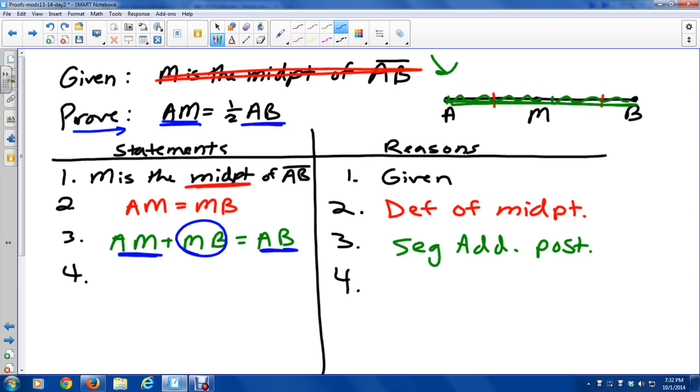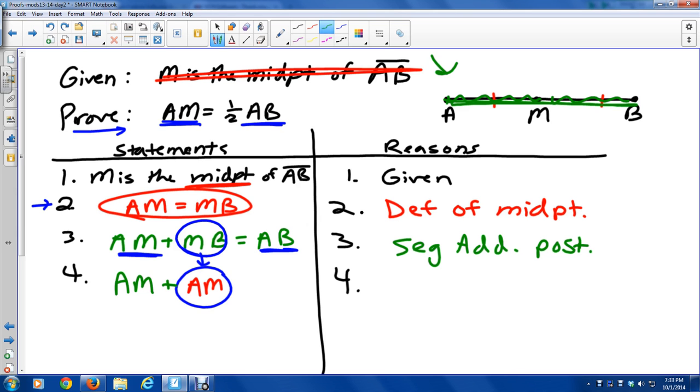So I'm going to see if I can replace MB with anything. And if I look at step 2, I'm told that AM is equal to MB, which means that instead of putting MB, I can actually put, you got it, AM in place of it. AM and MB are equal. That's what I'm told. I'm going to rewrite the rest of this. So I'm going to have AM plus AM is equal to AB. Looks a little different now because I actually have the same thing twice since I replaced MB with AM.